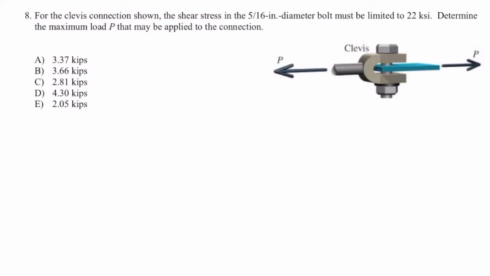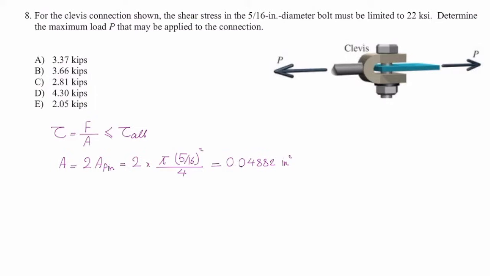Okay, it's straightforward. Shear stress is force over area, and that should be limited to allowable shear stress. How much is the area that we should consider here? Area would be 2 times area of a pin because that is a double shear connection. So I will write it like this, 2 times pi 5/16 squared over 4. So that would be 4882 here. And the unit is inch squared.